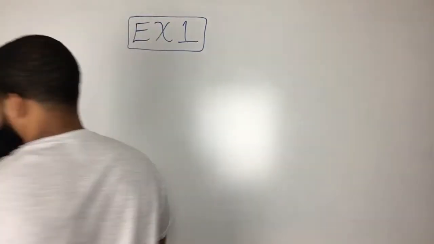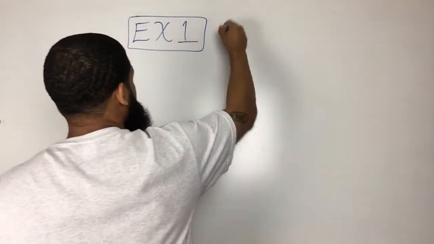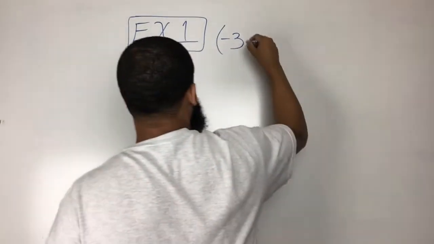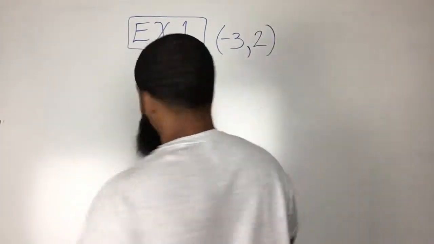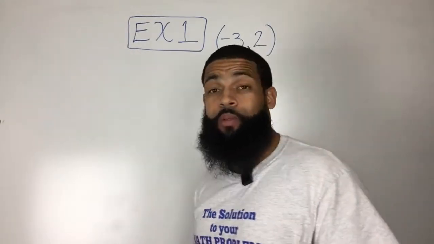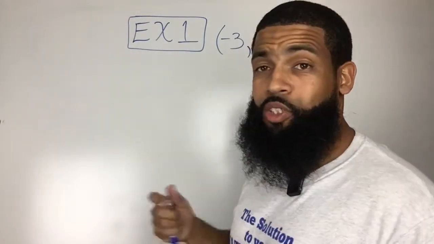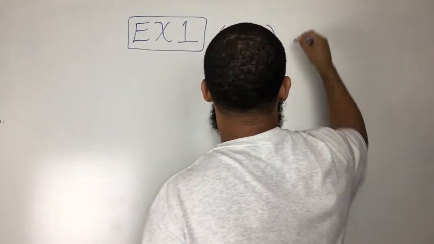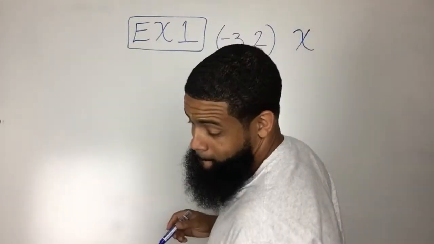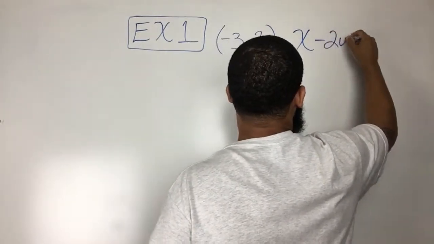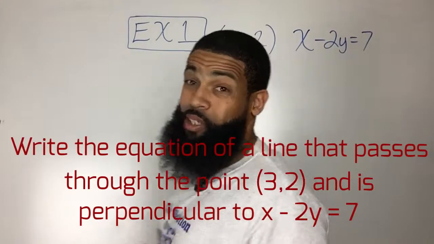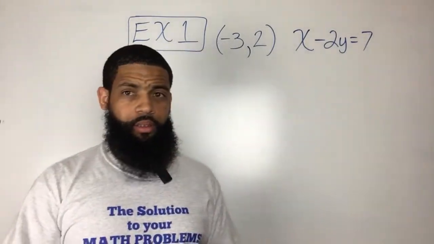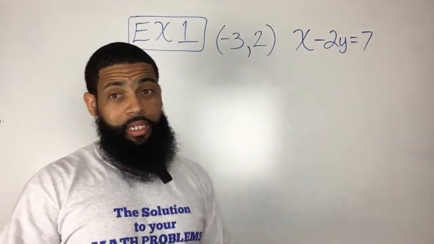Example one gives me the ordered pair negative 3, 2. So I want a line that passes through negative 3, 2, which is the ordered pair, and it is perpendicular to x minus 2y equals 7. And I want to write the equation of that new line in slope-intercept form.